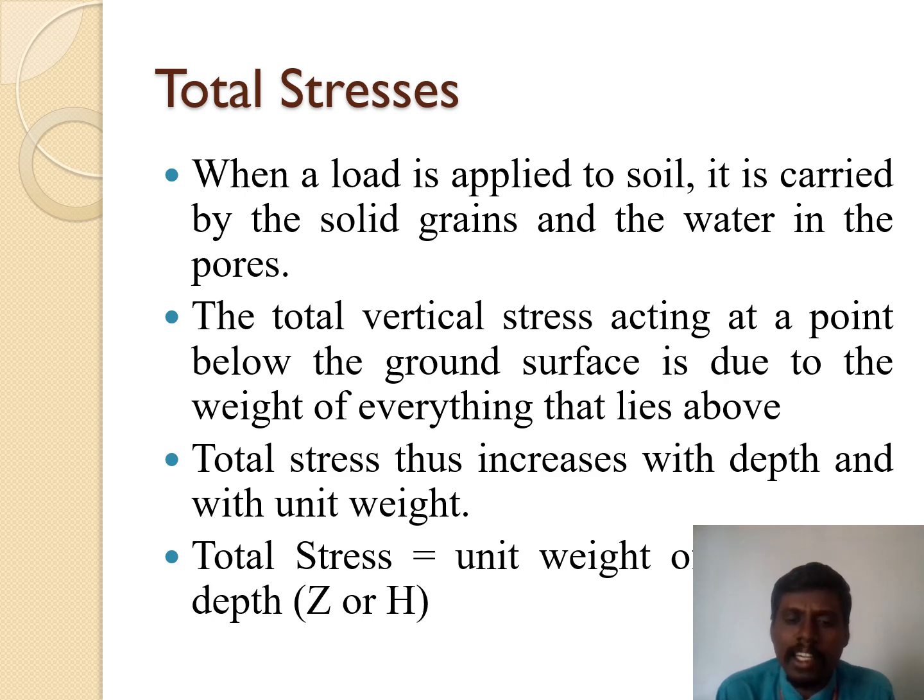That means effective stress plus neutral stress. Neutral stress is also pore water pressure. I have denoted the formula itself here. Total stress is equal to gamma into H, that means unit weight of soil into depth or height, whatever it may be, that means Z or H. Okay, so this is the total stress.